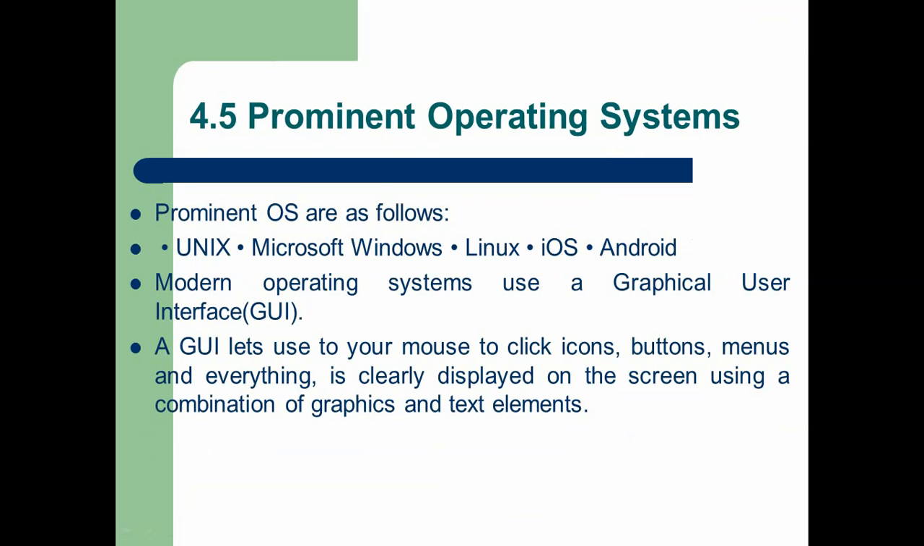Next, the prominent operating systems are Unix, Microsoft Windows, Linux, iOS, and Android, which are the prominent or best operating systems nowadays. A modern operating system uses a graphical user interface, GUI, which we already discussed, where mouse clicks, icons, buttons, and menus are used with vibrant colors and sounds, which give the user a very pleasant surface and a pleasant circumstance for using the machine. So this is the end of the lesson.